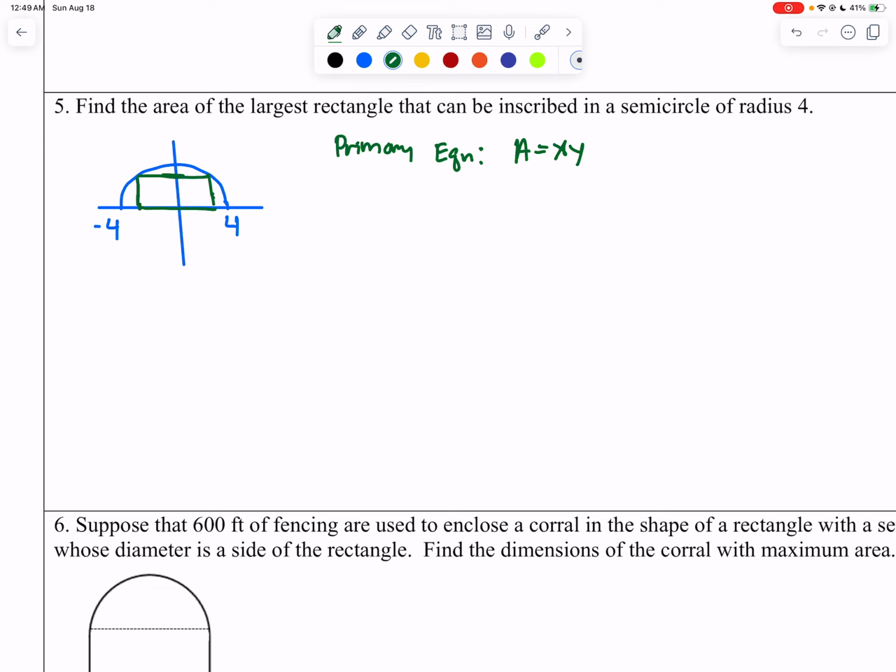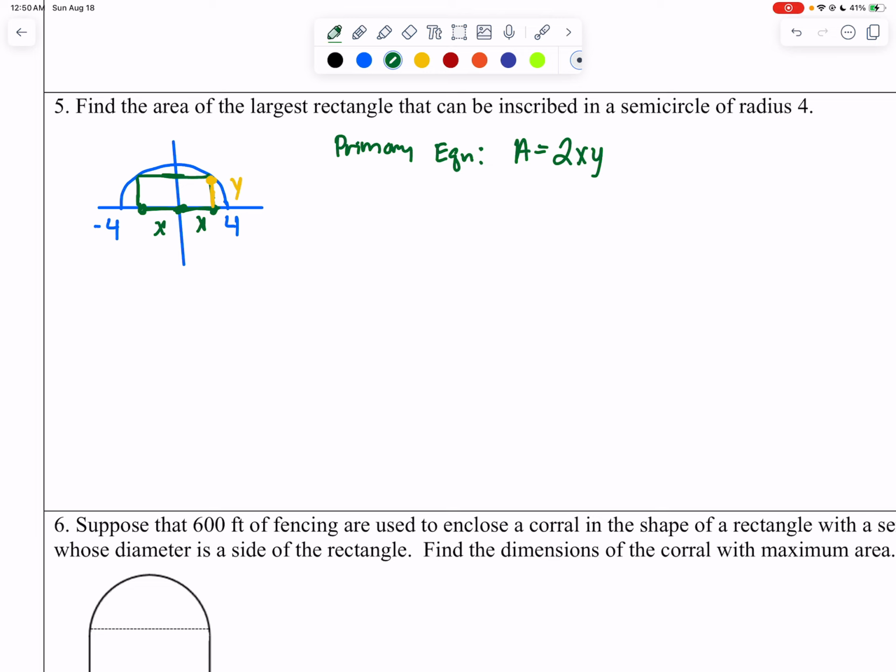And the reason why is because we have to take into account my axes. Notice how this is a distance of x right here, and this is a distance of x right here, and this right here is just y. So my primary equation isn't going to be x times y, but instead it's going to be x plus x, aka 2x, and then we have our y. So my primary equation is 2x times y. So 2xy. Crazy.